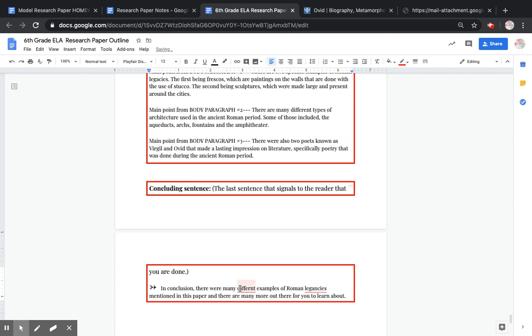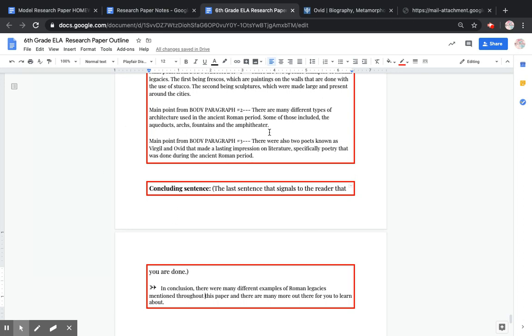All right, so I'm making that my concluding sentence because it also restates my thesis one last time, saying, in conclusion, there are many different examples of Roman legacies mentioned, and I'm going to put, instead of in, throughout this paper, and there are many more out there for you to learn about. So that also tells my reader, all right, I mentioned some of these, now you go out and learn about the mosaics and the satire and the dramas and all these other different things that they did.